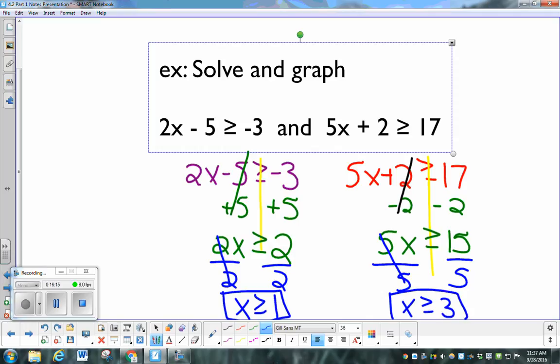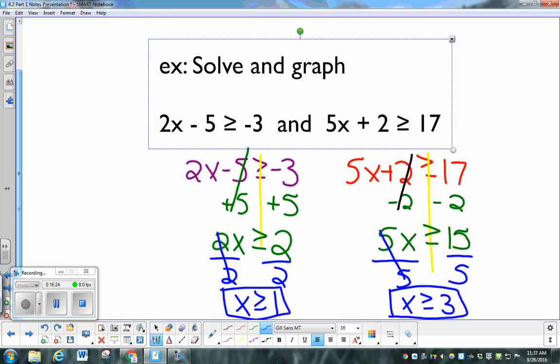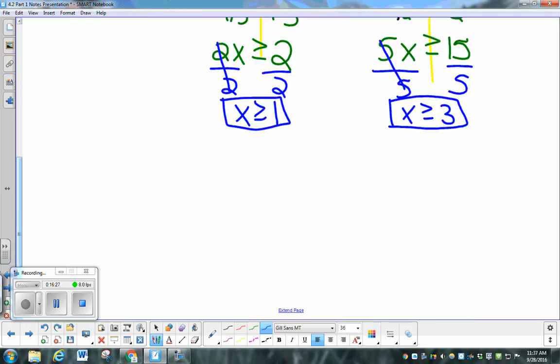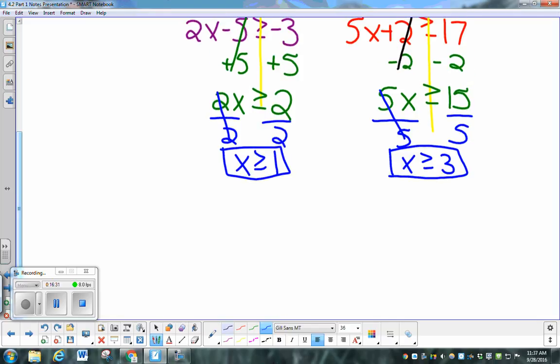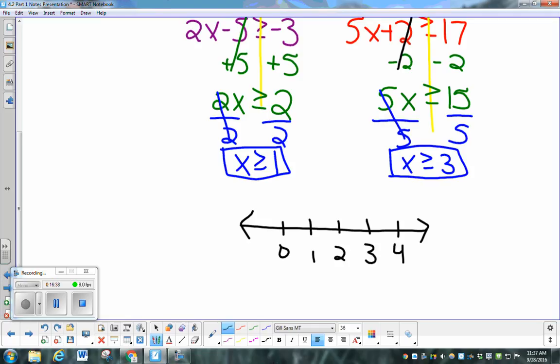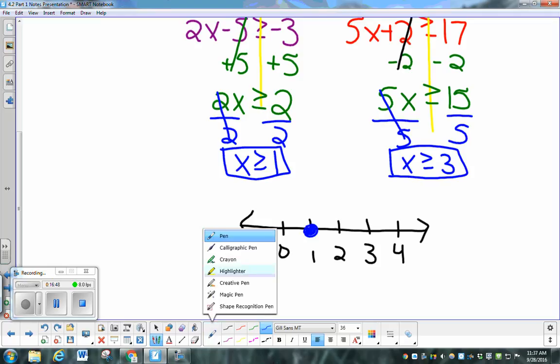Those are my two sets of conditions I have to satisfy. X has to be greater than or equal to 1, and it has to be greater than or equal to 3. You might already notice what kind of weird thing is going on right here. If I graph both of those right now, x is greater than or equal to 1 and greater than or equal to 3, let's try the first one. X can be 1, it says, and it can be greater than 1.